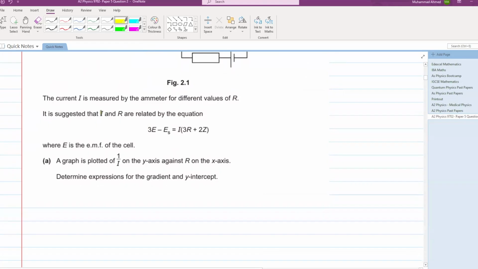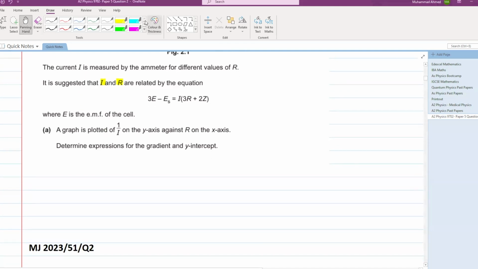It is suggested current and resistance are related by this equation, where E is the EMF of the cell. The examiner will indicate what is plotted on the y-axis and what is plotted on the x-axis. Here the examiner is saying 1 over current is plotted on the y-axis, resistance on the x-axis. You have to somehow rearrange this equation so that 1 over I is plotted on the y-axis and resistance on the x-axis. The first and foremost thing that you can do is write this equation as it is.